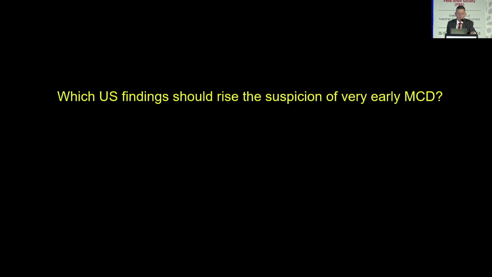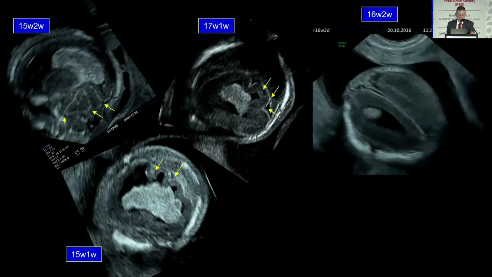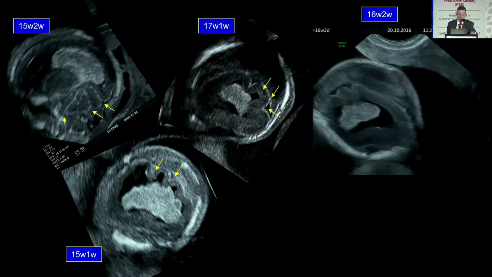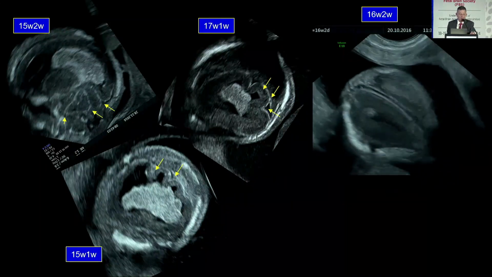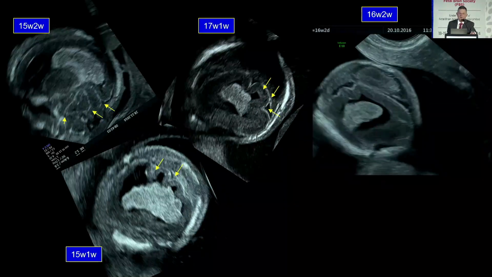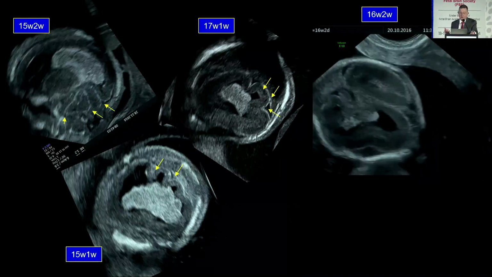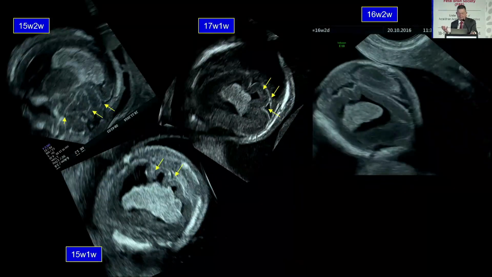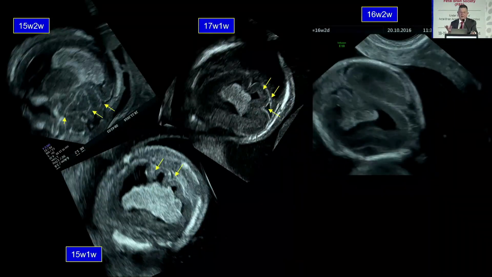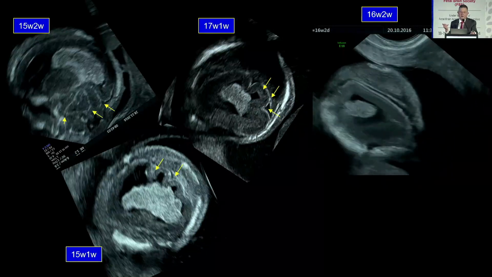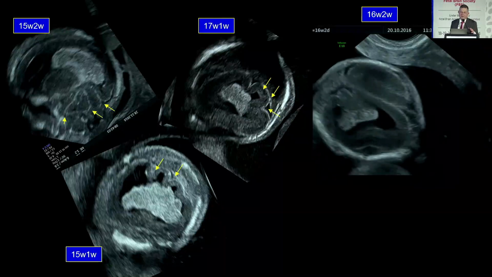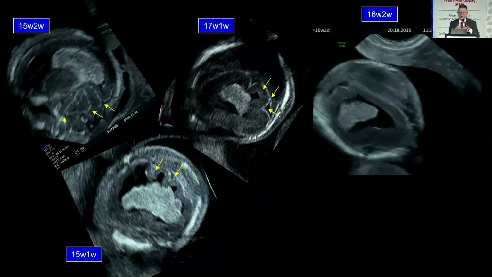Now, which ultrasound findings should raise the suspicion of very early malformation of cortical development? Okay, again, I think that yesterday Ravi showed these cases. There are different fetuses early in pregnancy with the presence of very early parieto-temporal sulci and gyri, and they can be seen clearly. You don't need to be very clever, because usually the patient comes to you because there is a very severe thanatophoric dysplasia, the bones are short, the chest is small.